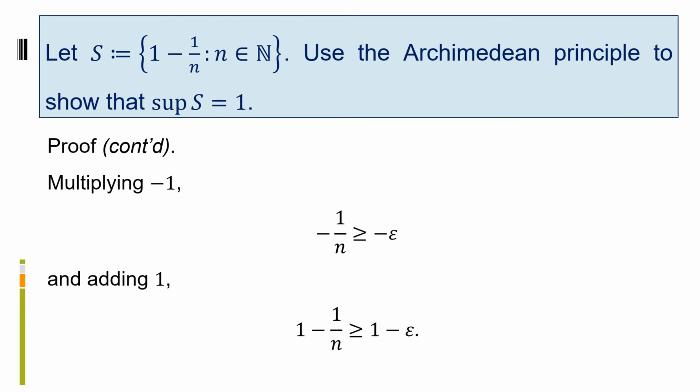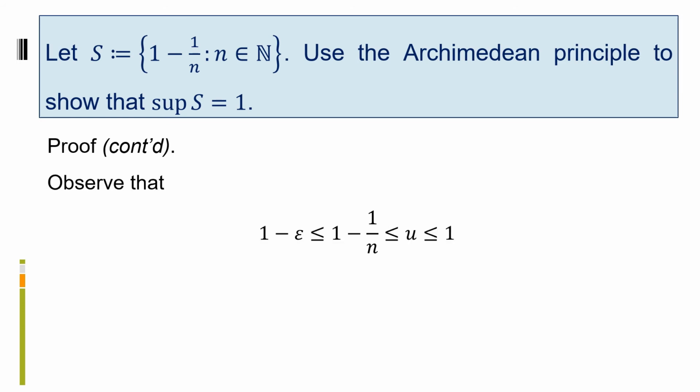Ano ngayon ang ibig sabihin nito? Since 1 minus 1 over n now is greater than or equal to 1 minus epsilon, this means that 1 minus epsilon is not an upper bound of set S. Kasi mas maliit na siya sa 1 minus 1 over n. Kaya hindi na siya upper bound.